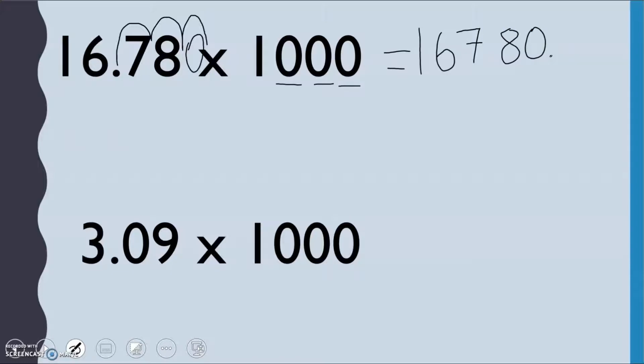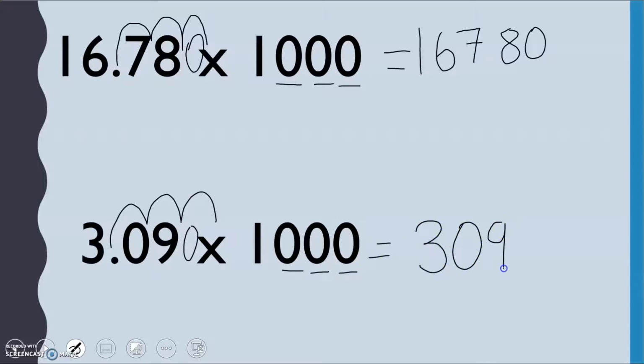For our next one then, I've got 3.09, again times by 1000. So 1, 2, 3, oh really we would have a 0 in there, so that's going to become 3090 for our answer.